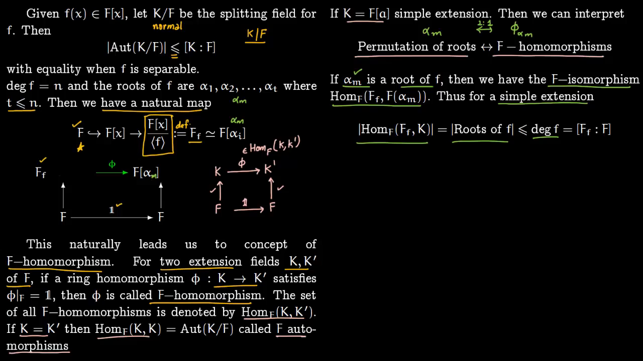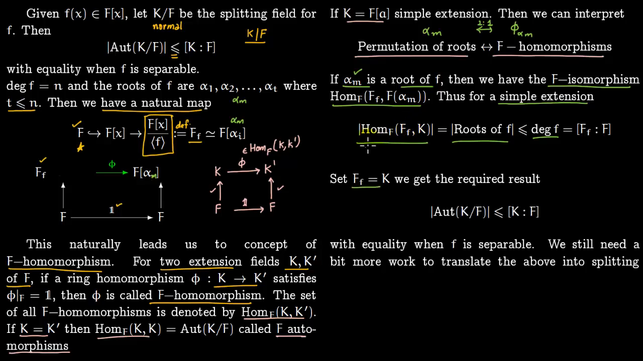Now if you set ff equal to k, this is the number of homomorphisms, which is equal to the number of roots. So this absolute sign means the number. So this is the number of homomorphisms, this is the number of roots. So if you set this equal to k, you get Hom_f of k to k, and this is precisely what we are setting as automorphisms of k over f. So this we are writing here like this, and this is less than or equal to the degree of k over f, because you're setting that as f.